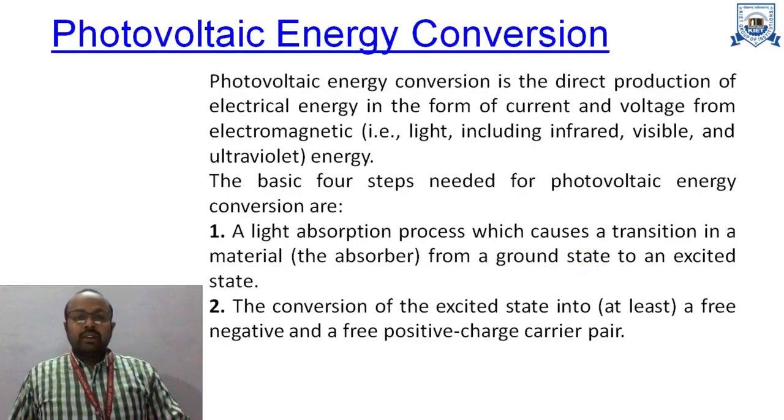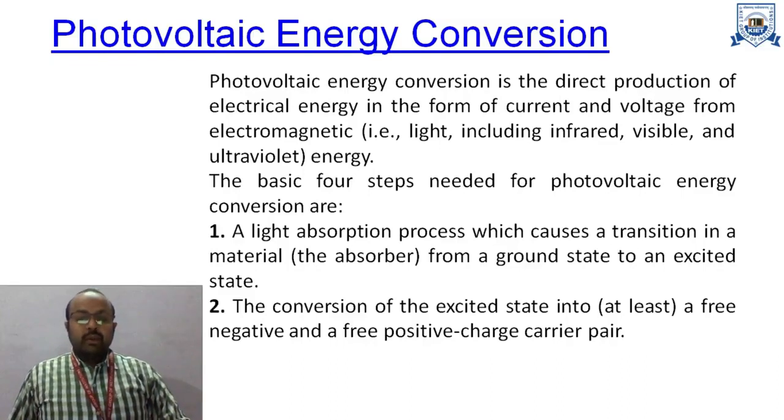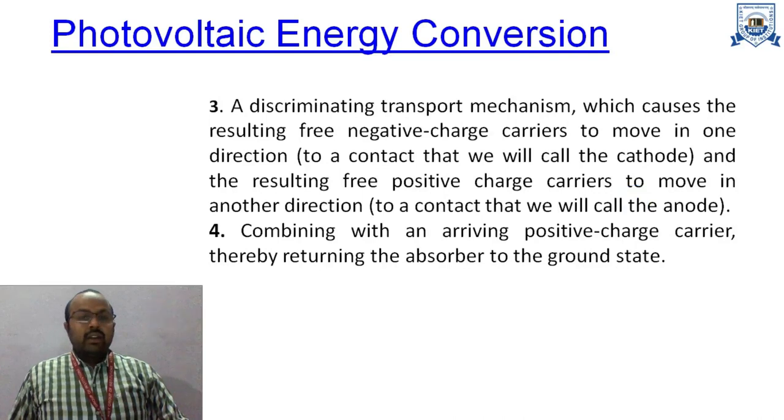Photovoltaic energy conversion has four points. First is a light absorption process which causes a transition in a material from a ground state to an excited state. Then the conversion of the excited state into a free negative and free positive charge carrier pair. Then a discriminating transport mechanism which causes the negative charge carriers to move in one direction and the positive charge carriers to move in the other direction. Finally, the combined effect of the arriving positive charge carriers returns the absorber to the ground state. This is the photovoltaic energy conversion concept.